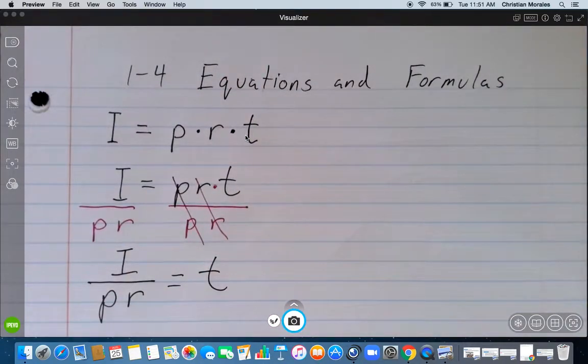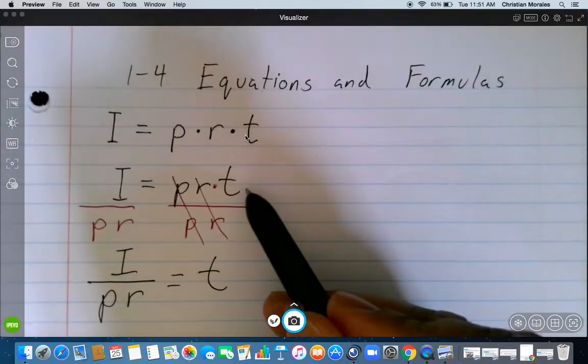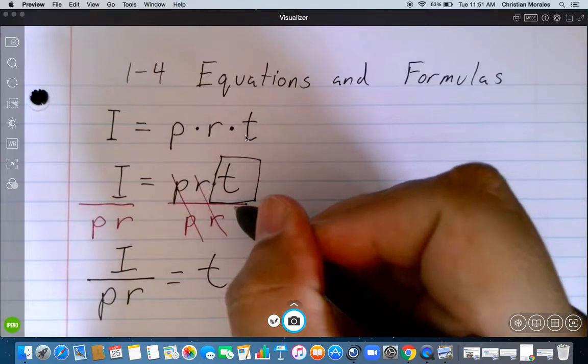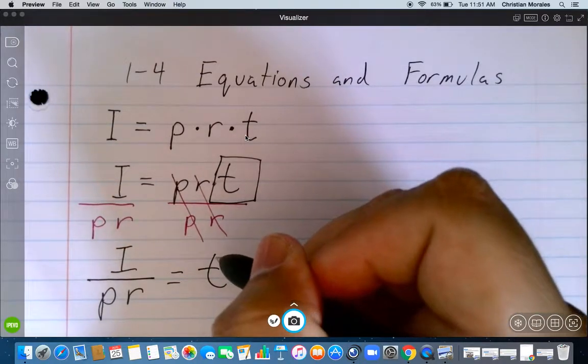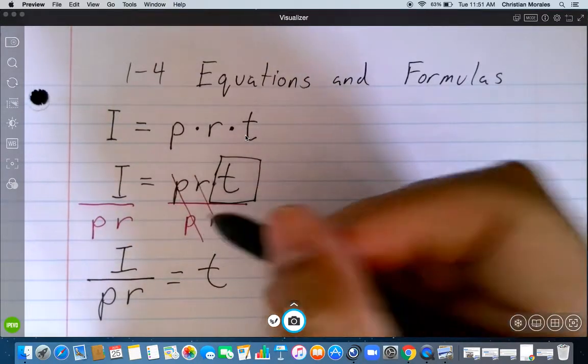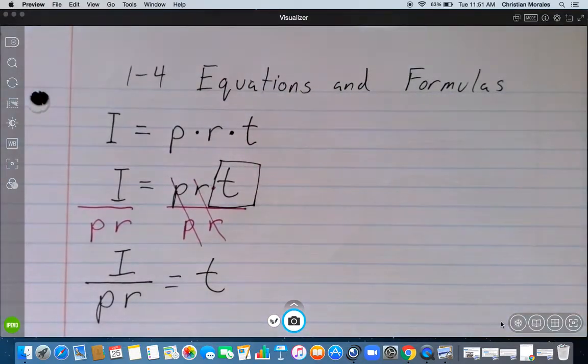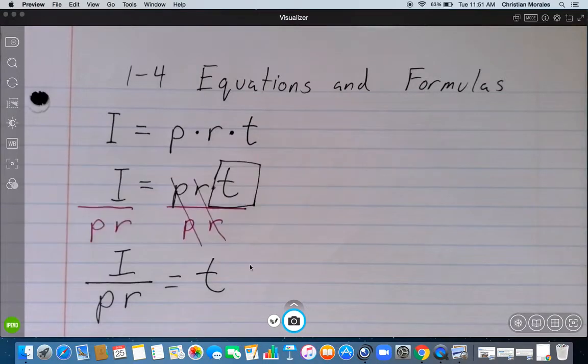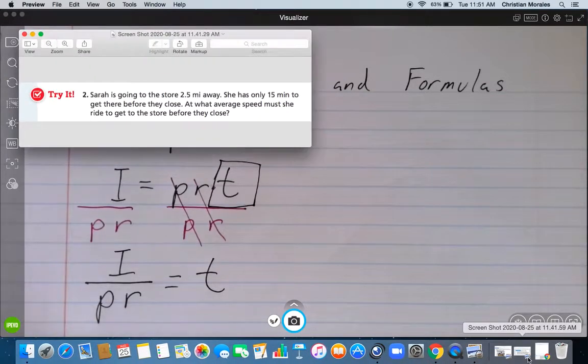So whatever I'm solving for, I want to leave that one behind. I want to leave the T alone, isolated, the only thing there. So I canceled out the other ones, and that's how I got the answer. And that's it for that one. Next question. Let me close this. Number 2. Let's move this down too.